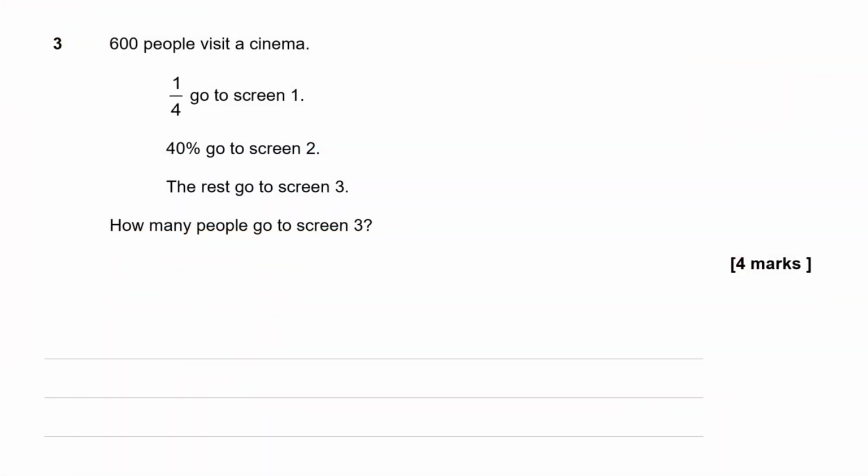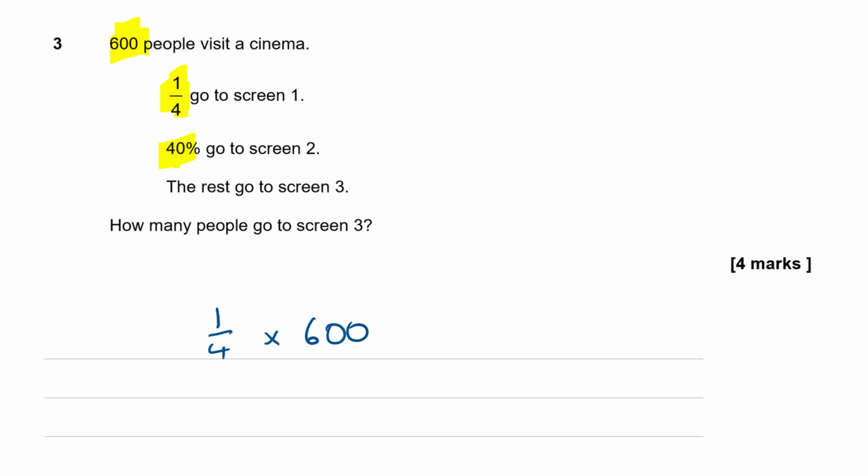Question 3. 600 people visit a cinema. A quarter go to screen 1, 40% go to screen 2, and the rest go to screen 3. How many people go to screen 3? Okay, so we need to work out what a quarter of 600 is, and then we need to work out what 40% of 600 is, and then we can see what's left, and the rest must go to screen 3 then. So let's work out a quarter of 600 first.